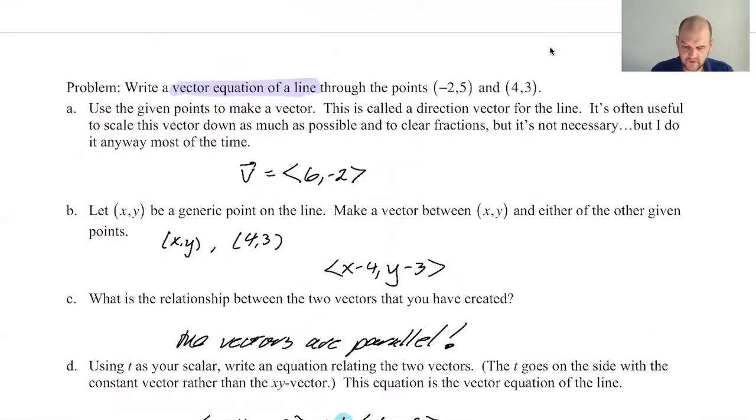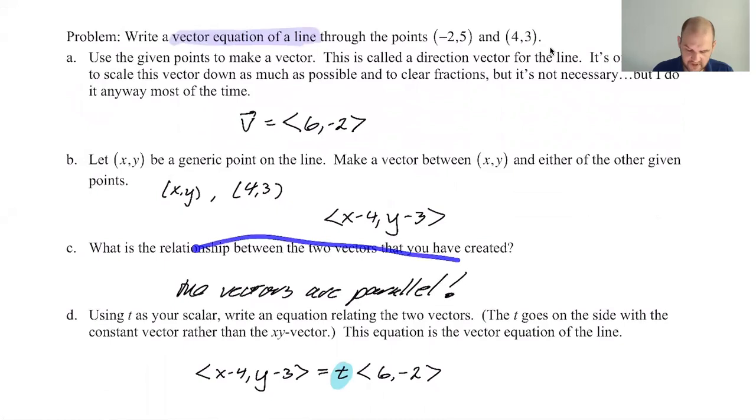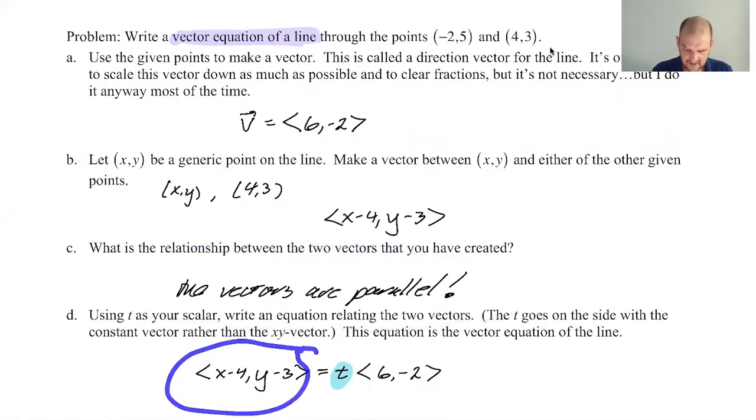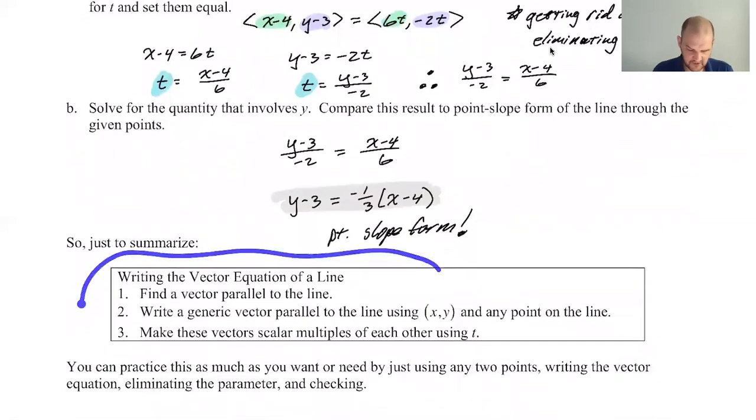So, to summarize, we found one specific vector using 2 known points. Then we use a generic point and a known point to make a generic vector. And then those vectors must be parallel, which means that our generic vector is just t times our specific vector. And we got it. That's the whole thing. One of the really nice things about vectors is that everything is built on definitions. Once you know the definitions, you can work things out from there, which I really love. And then here's a little summary of that.